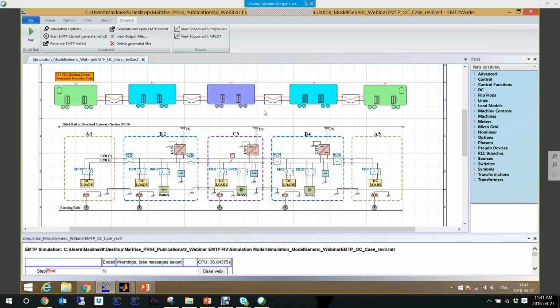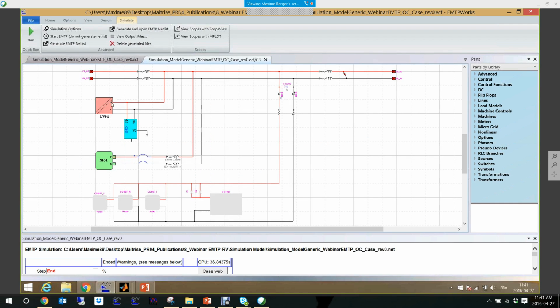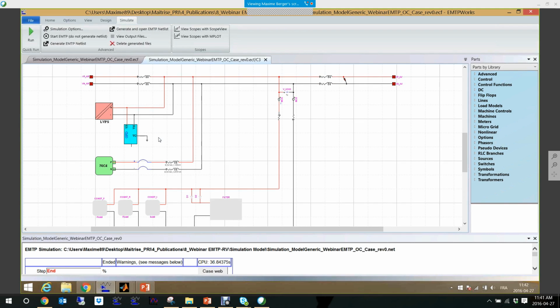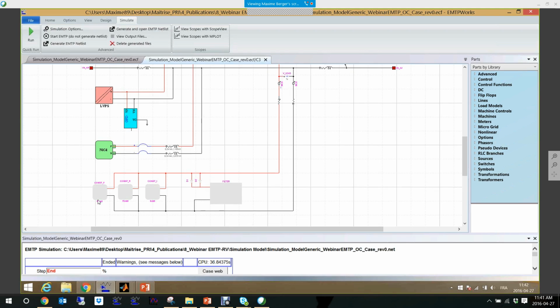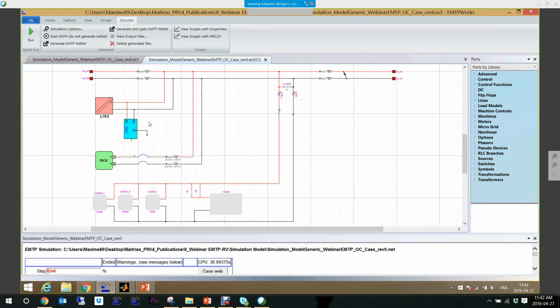We'll go into one of the vehicles. I'll go into the C3 vehicle because everything is there. So, like I showed in my presentation, we have our LVPS that is there. We have the NiCad battery model. We have a circuit breaker, and we have a ground fault detection device. Here the loads are neglected during the overcurrent protection analysis.